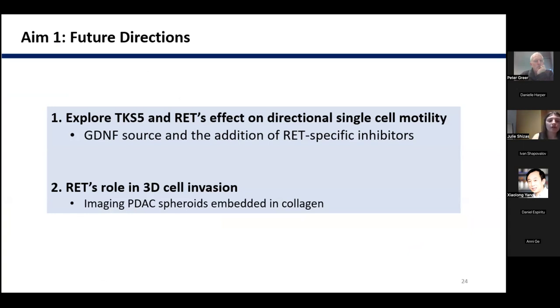Next, I would like to look at RET's role in 3D cell invasion by imaging PDAC spheroids embedded in collagen. Although Eric did this in the past, he did it with shRNA knockdown, RET knockdown cells in PDAC cell lines. I'd like to do this with our RET knockout and our TKS5 knockouts, and again look at RET inhibition. This is what I'll be working on in Boston as well. We're doing some co-cultures, in fact, with some cells that express RET and some cells that do not, to see their propensity to move towards GDNF.